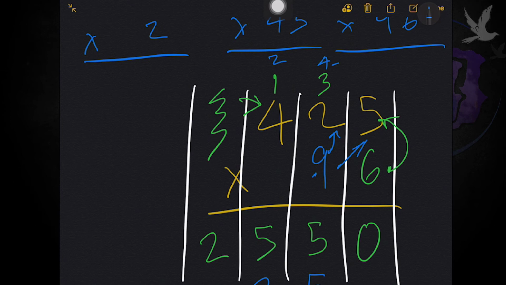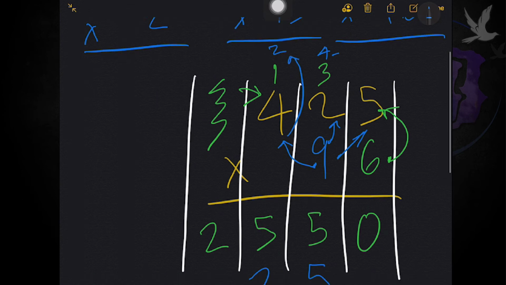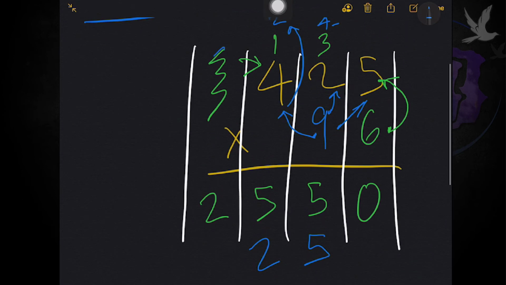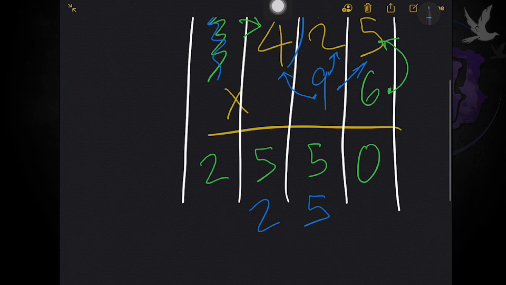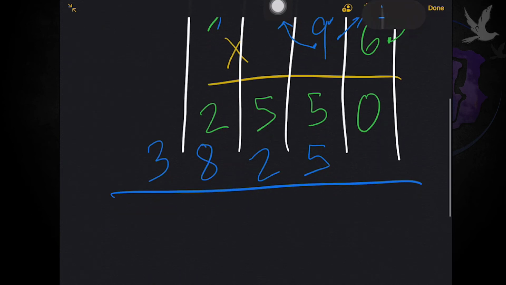And finally, we have 9 times 4, which will give you 36. Plus 2 will give you 38. And if you notice, there's no number na nga, so we can write it immediately as 38. All you have to do now is to add everything.